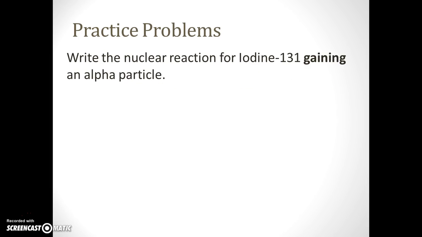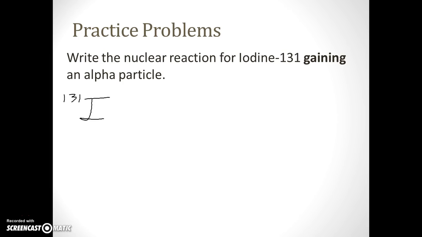All right, last example that we're going to do, write the nuclear reaction for iodine 131 gaining an alpha particle. So this is slightly different. We've been writing the decay for everyone, and now we have iodine 131 gaining an alpha particle. That means it's taking an alpha particle into its nucleus. So mathematically, how do we show something combining with something else? Well, that's addition. So we're going to have our iodine 131. We're going to put our I.